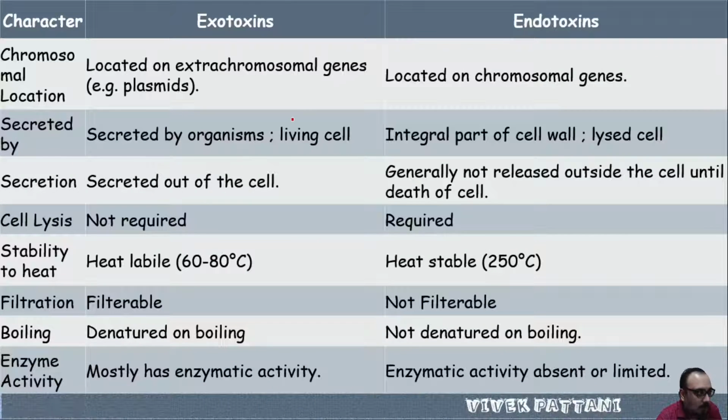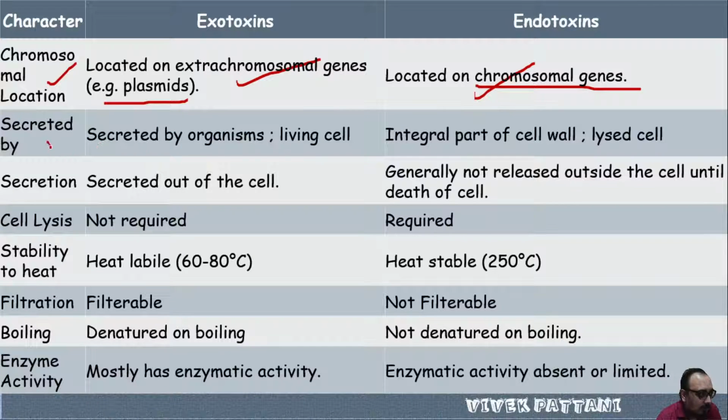Now moving forward with the chromosomal locations. In the case of exotoxins, they are located on extra chromosomal genes, for example plasmids. But where are the endotoxins located? They are located on the chromosomal genes, not the extra chromosomal ones.